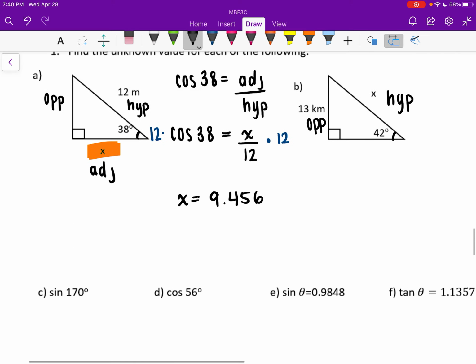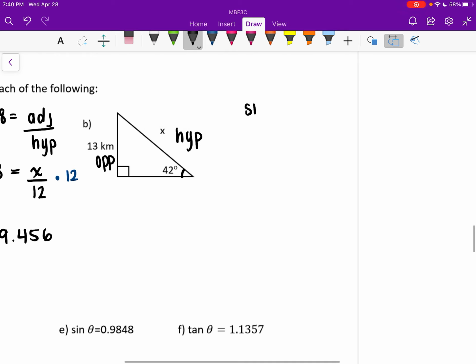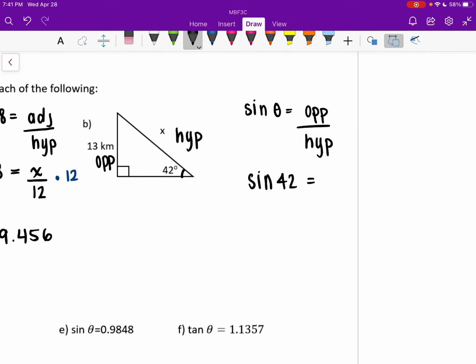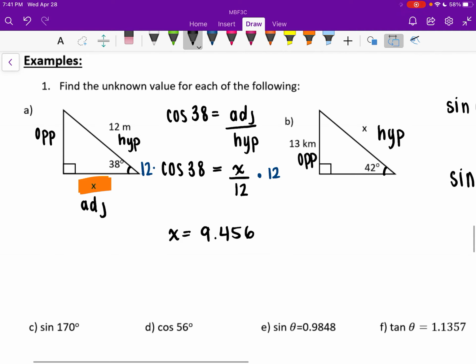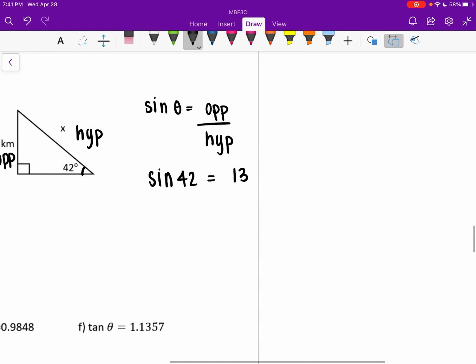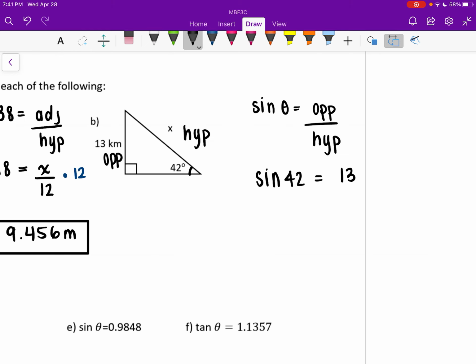It's obviously sine. So I'm going to say, all right, so sine theta is equal to opposite over hypotenuse, right? That's the SOH part of SOHCAHTOA. So I know what my theta is. I know it's 42. I know what my opposite is. It's 13, right? And always write your units. Sorry, my bad. I didn't do that. So x is equal to 9. That one. So I know it's 13. And I know my hypotenuse is x.